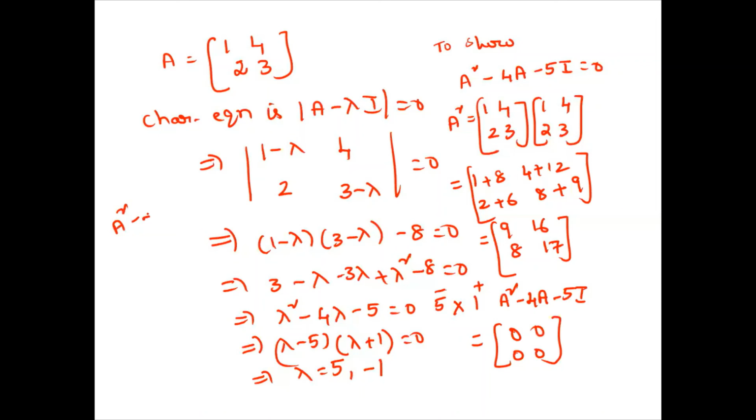Means A square minus 4A minus 5I is equal to 0. Then multiply throughout with A inverse. Means if we multiply with the A inverse, this becomes A minus 4I minus 5 into A inverse is equal to 0, right? So from that find out the A inverse. So this is a way to find out the characteristic equation, verify the Cayley-Hamilton theorem, and find the A inverse, right?